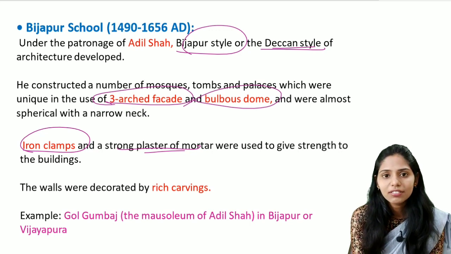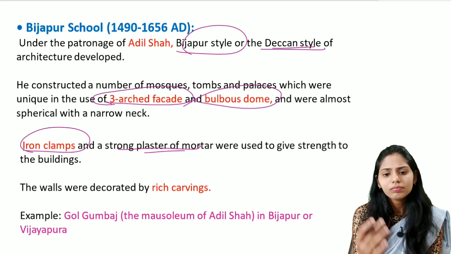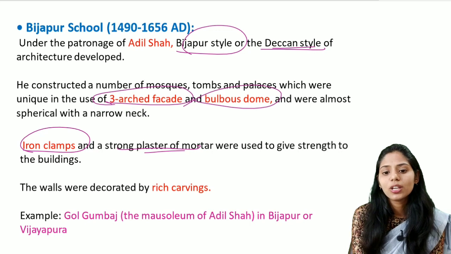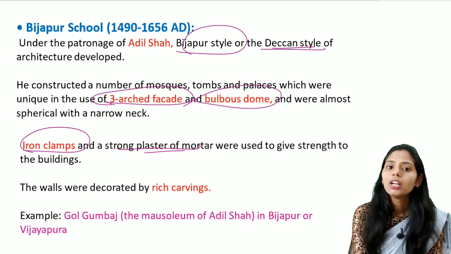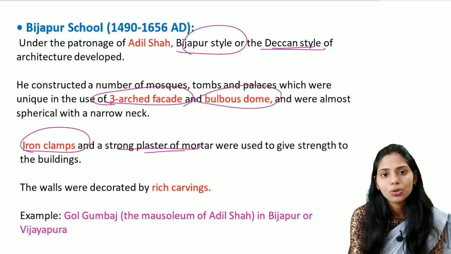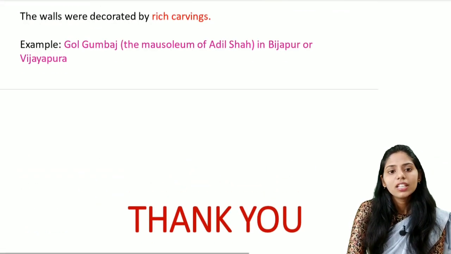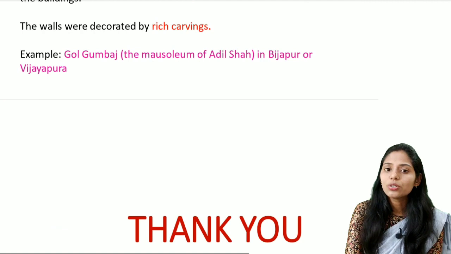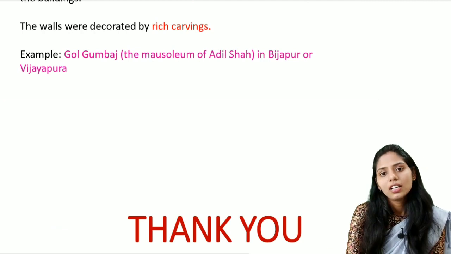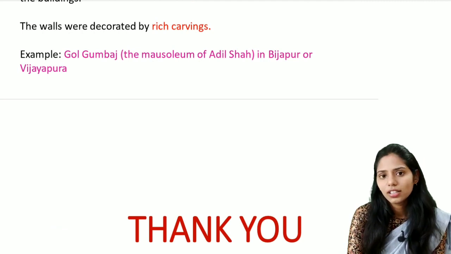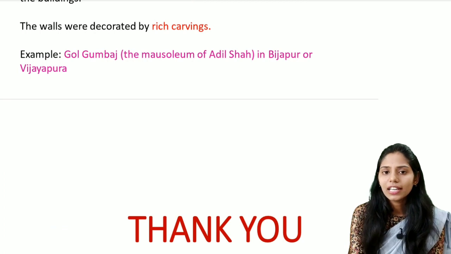And one important example is the Gol Gumbaz. This Gol Gumbaz is the mausoleum of Adil Shah in Bijapur, and it is one of the largest domes in India. So these are some of the important facts that you should remember regarding the architecture during the Delhi Sultanate time. By this, we are concluding today.